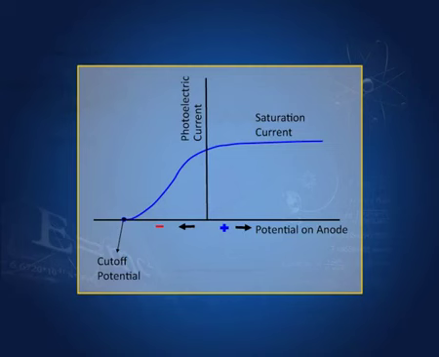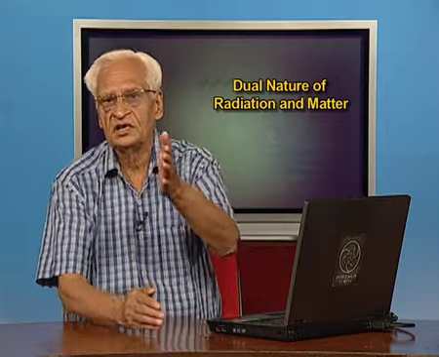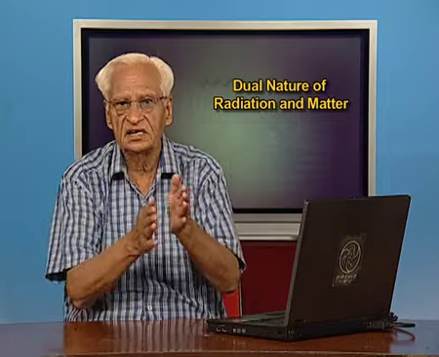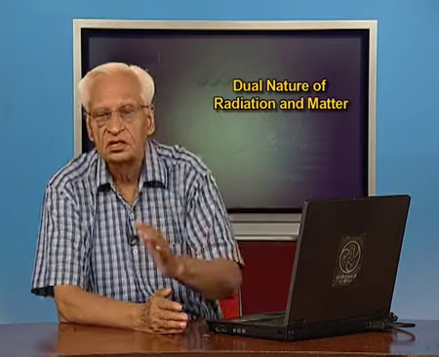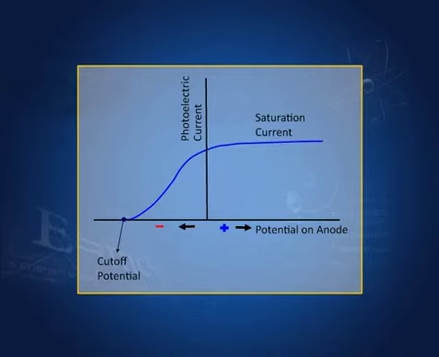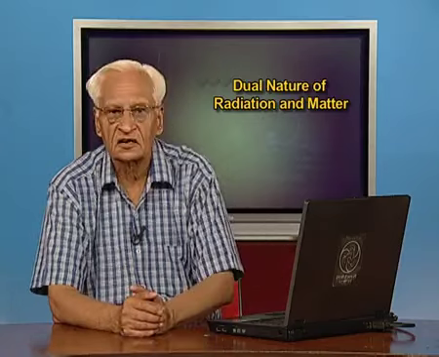This means that V0 determines the highest kinetic energy that is given to the photoelectron, because at this stage even the highest energy photoelectron is not able to reach the anode. So, therefore, this is a measure of the highest kinetic energy given to the photoelectrons, and this is known as cutoff potential. Why cutoff? Because the current in the ammeter is cut off, current in the circuit is cut off. This is known as cutoff potential.